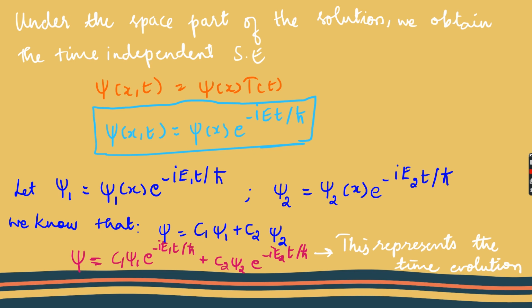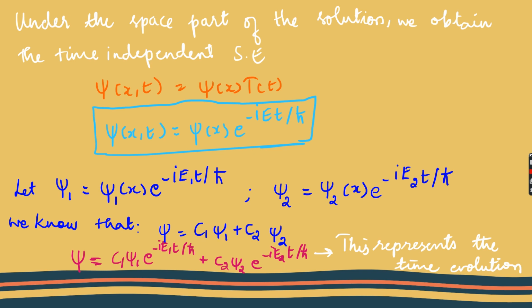So now this is the further. Let psi 1 be psi 1 of x e power minus i E1 t by h cross. Now I'm going to superimpose the wave functions. The first wave function is this and the second wave function is this. So basically we superimpose these wave functions and write the main wave function.